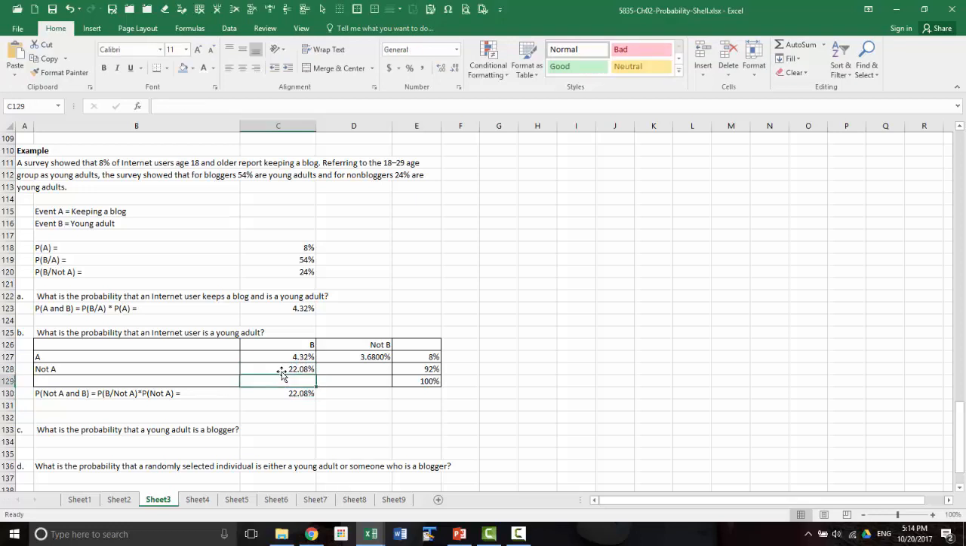Which means this one is the sum of those two probabilities. Now this is going to be 100% minus that. So this will be that minus that. Let's put 2 decimal places everywhere. Now with this we should be able to answer the rest of the questions.